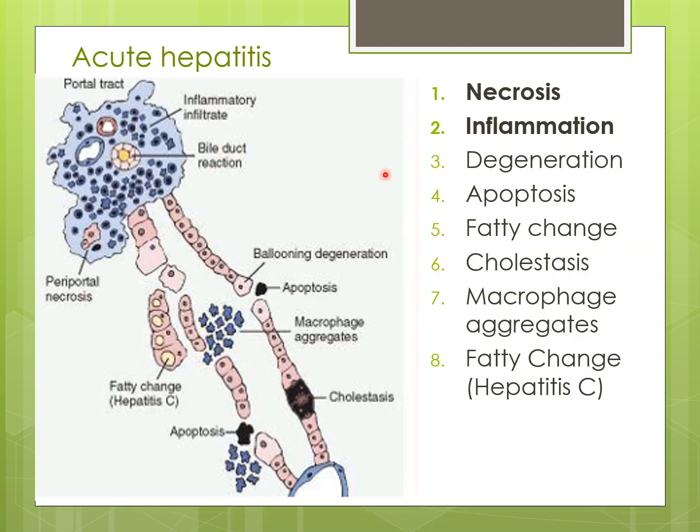The same things I've written here, 8 changes that can occur. But if we start doing them all, it will be very difficult for you because this is not at the undergraduate level. Only these 2 are important for you to understand: the necrosis and inflammation in acute hepatitis. This is what I'm going to explain to you now. In acute hepatitis, what happens with the necrosis and what happens with the inflammation. We are less concerned with the long list of other changes.